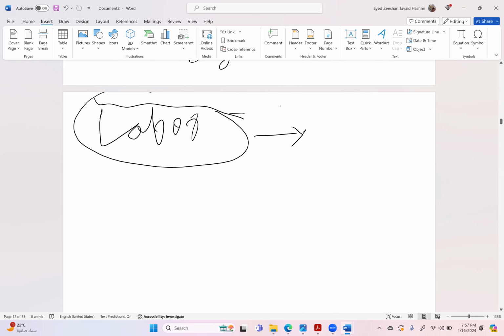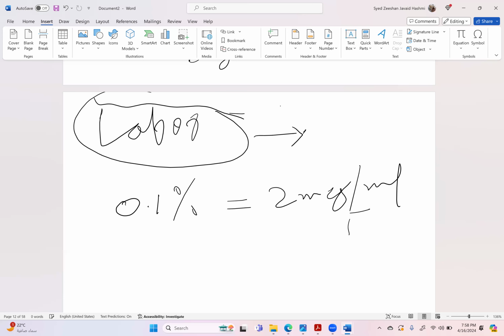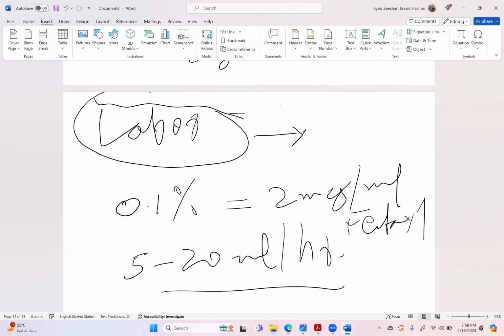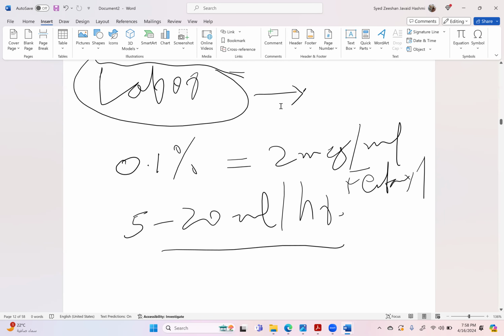Whatever you do, the normal thing, I will tell you, is that the dose you are giving is 0.1% with 2 mcg per ml of fentanyl. This is the routine epidural infusion we give at around 5 to 20 ml per hour, the routine for labor analgesia, after giving an initiation with a test dose of lidocaine with epinephrine. This is the usual practice.